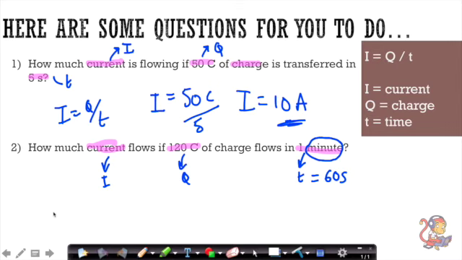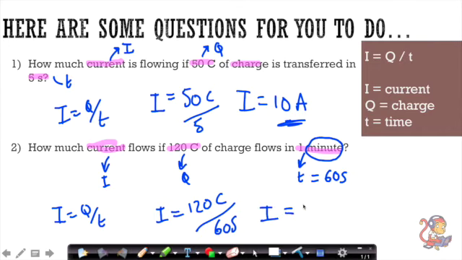And then we put that into our equation. I equals Q divided by T. So I equals 120 coulombs divided by 60 seconds. So I equals 2 amps. So very well done if you got those correct.